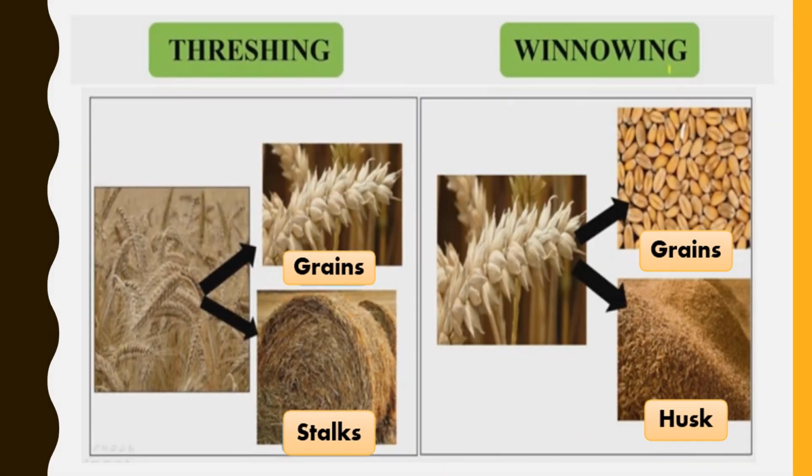Difference between threshing and winnowing. Let's make this clear once again so that you don't get confused between threshing and winnowing. In threshing, we separate grains from the stalks by beating them on a hard surface or with the help of machines. In winnowing, we actually separate husk from the grains.